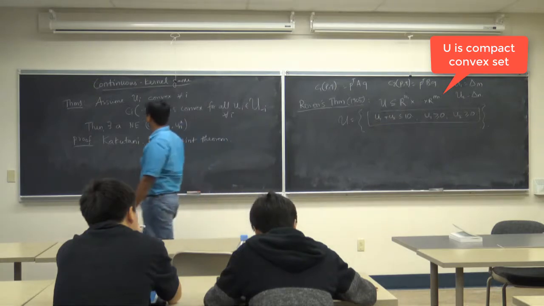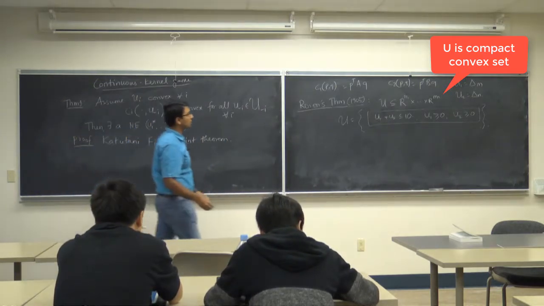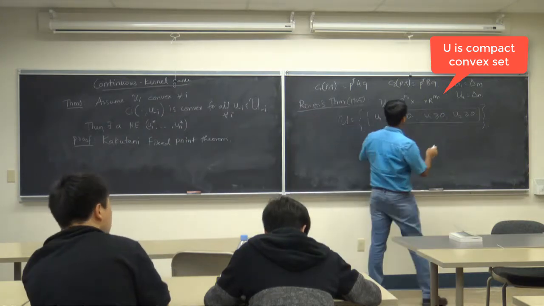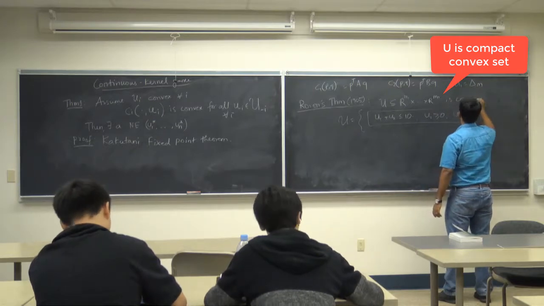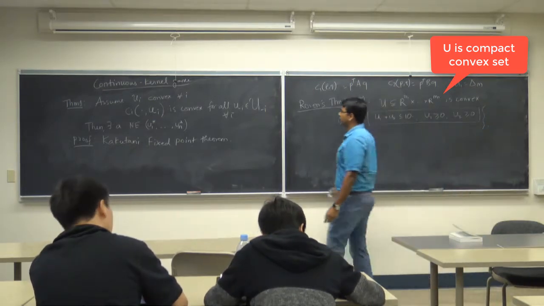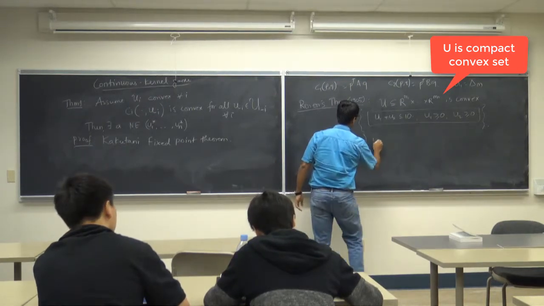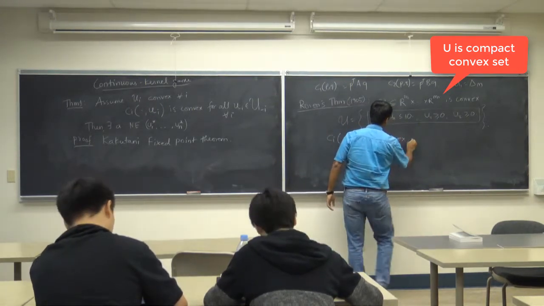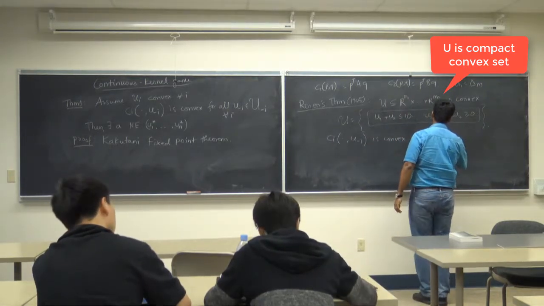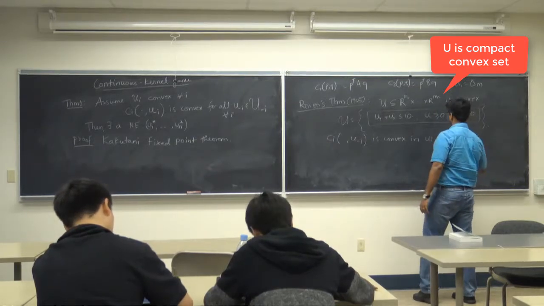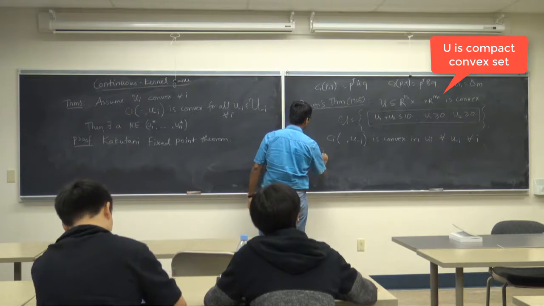And then Rosen's theorem also assumes the fact that C_i is convex. So we assume that U is convex. And we assume that C_i(u_i, u_{-i}) is convex in u_i for every u_{-i} for every i. And what he proves is there exists a Nash equilibrium.